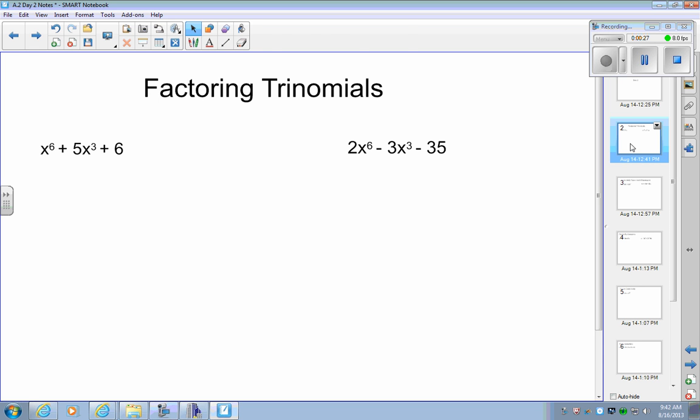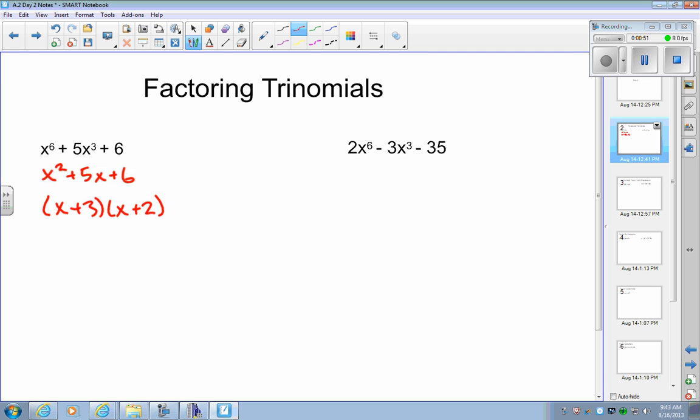The only difference between this and something we did yesterday is you have an x to the 6th and an x to the 3rd. I just want you guys to pretend it's this problem right here. You're really comfortable with quadratics, so make it a quadratic. What multiplies to 6 and adds to 5? You guys can do the grouping, but that one's pretty straightforward: x plus 3 and x plus 2.